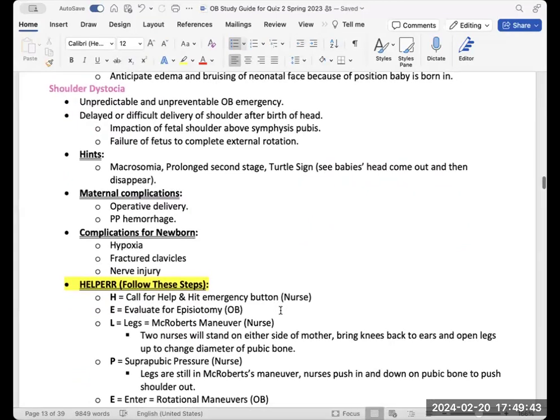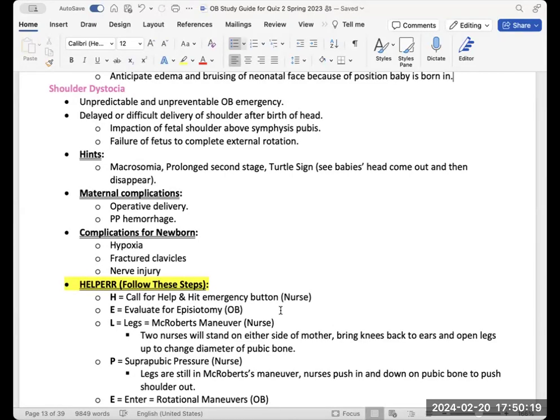Another issue that we could have is shoulder dystocia, which is basically an OB emergency. It's a difficult or delayed delivery of the shoulder after the birth of the head. So remember we were talking about when the baby's moving, one shoulder comes out in the internal and then the external rotation, the other shoulder comes out. Well, something goes wrong here, okay? And basically the shoulder is stuck above the pubic symphysis, and the baby can't do that external rotation, so they can't get that other shoulder out.